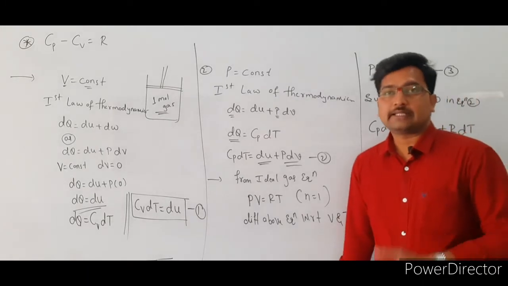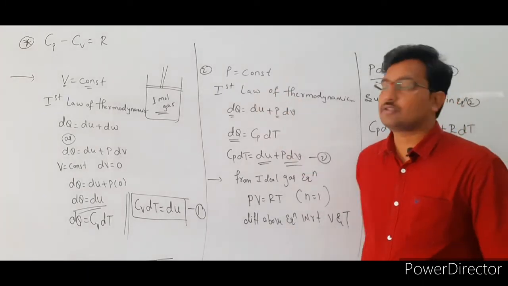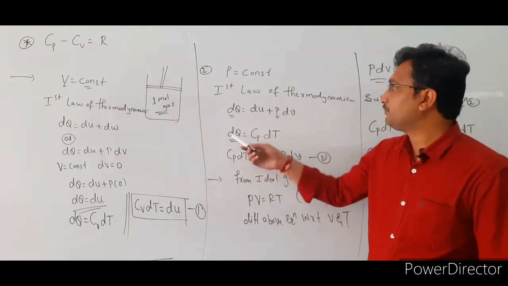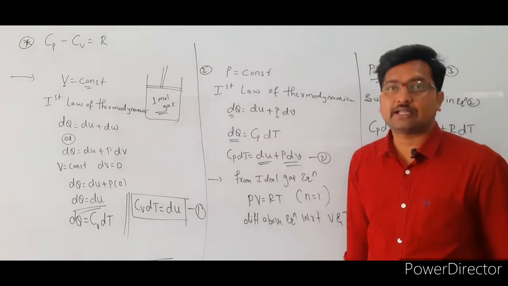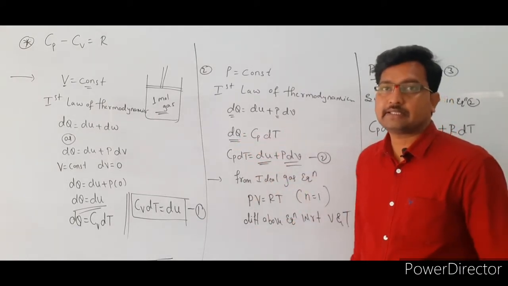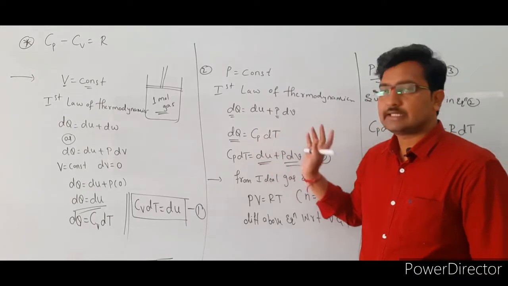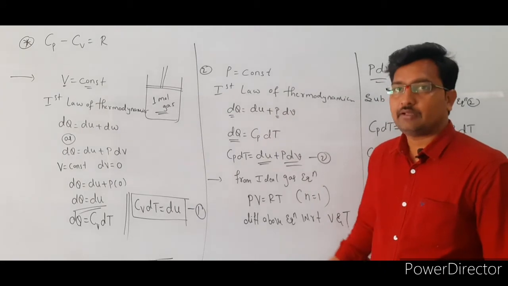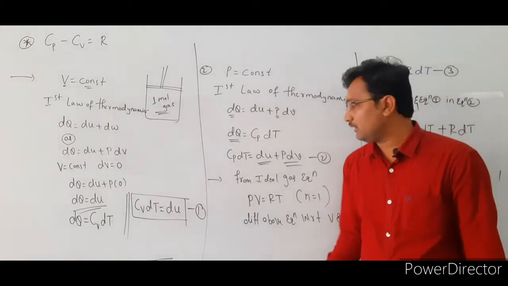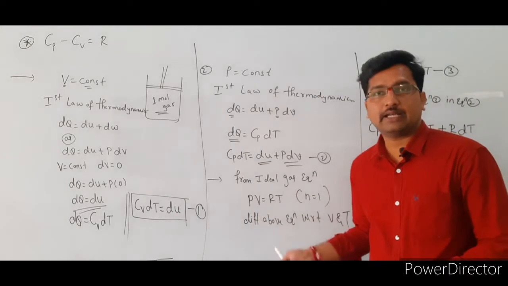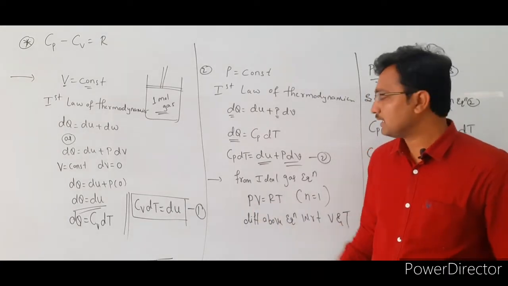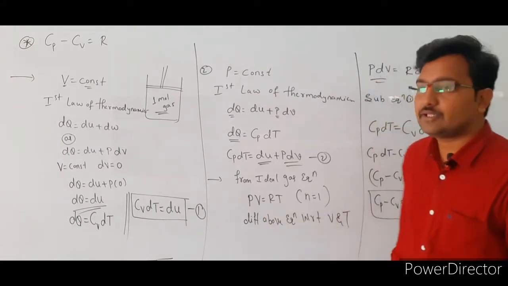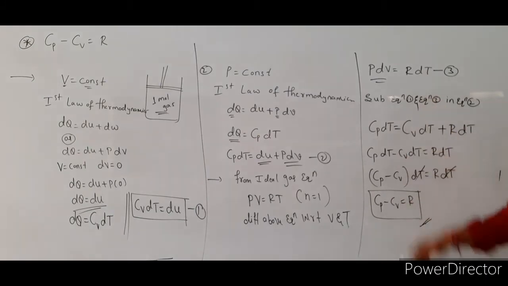After that, in the second case, pressure is constant. From the first law of thermodynamics, dq is equal to dU plus p into dV. Here we are supplying some amount of heat energy to that system, and from the definition of specific heat capacity at constant pressure, dq is equal to Cp dT. Substitute this dq value in the above equation, and we will get equation number 2. After that, from the ideal gas equation, PV is equal to nRT. Here we are considering only 1 mole of a gas, that is PV is equal to RT. Differentiating the above equation with respect to volume and temperature, the equation becomes P dV is equal to R dT.